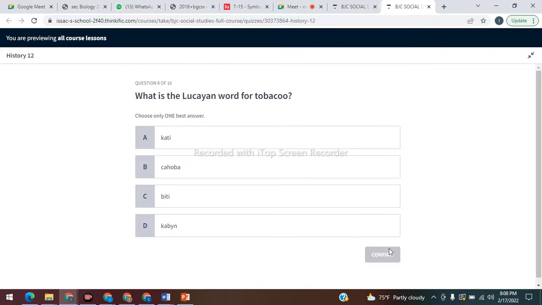What is the Lucayan word for tobacco? Why are you doing this? I've gotta think. That's an odd one. Anyone? Why are you all so quiet?